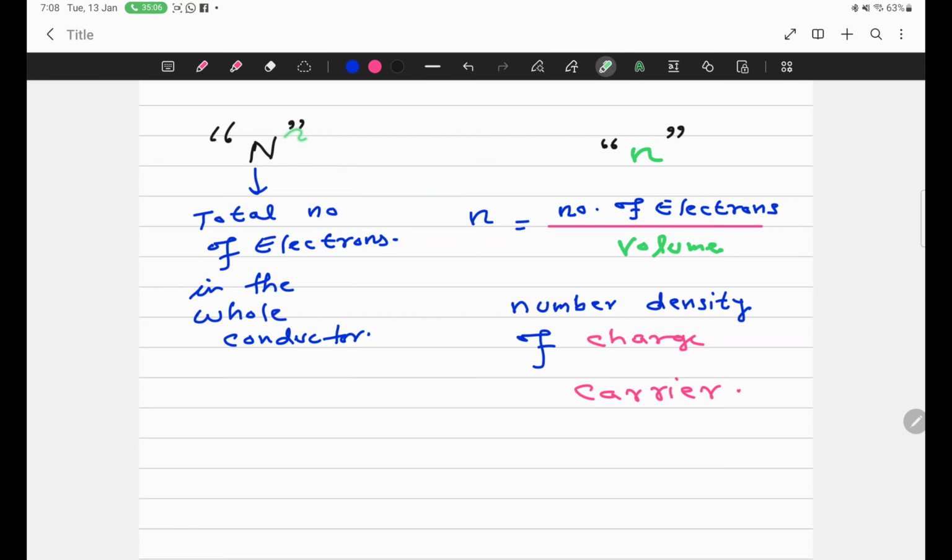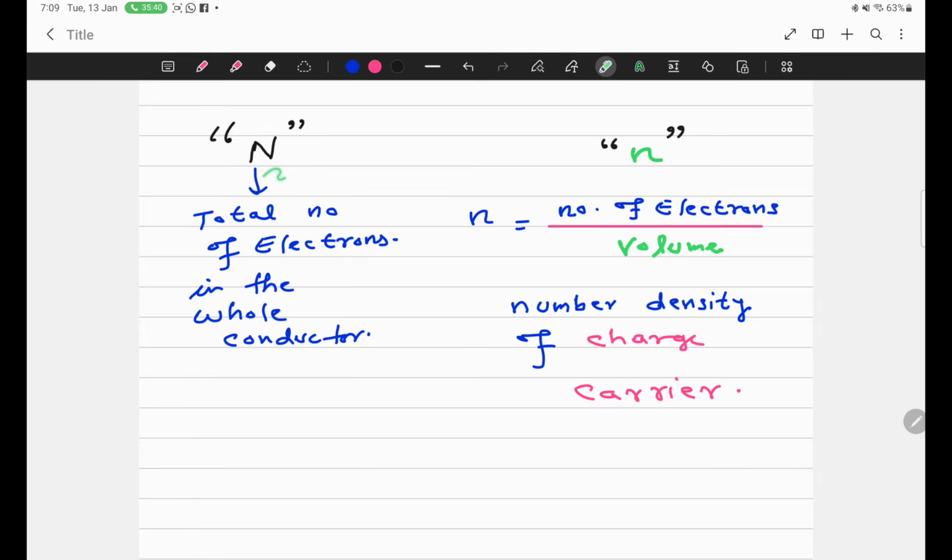Simra beta, what is the difference between capital N and small n? Sir, capital N is the total number of electron in the whole conductor. But when total number of electron is divided by volume, it is small n, and its proper name is number density of charge carrier. Small n is number density of charge carrier.